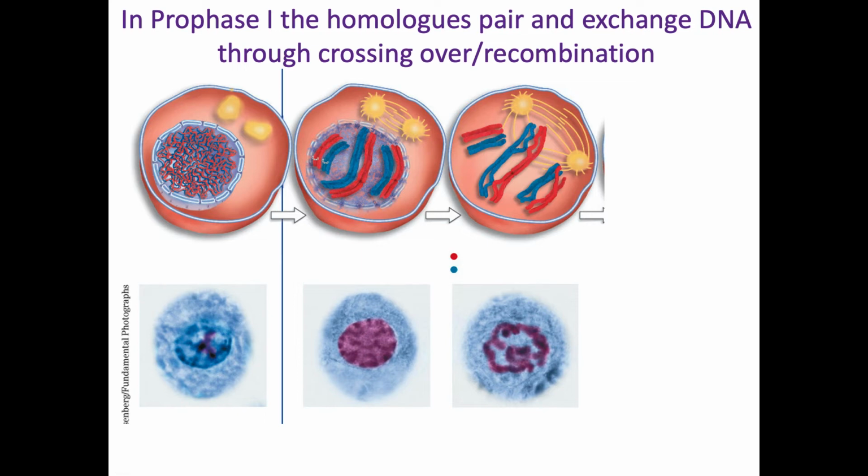Keep in mind that each chromosome is still existing as two sister chromatids. You should be able to look at this cell and tell me what is the value of N. What is the haploid number in this cell?